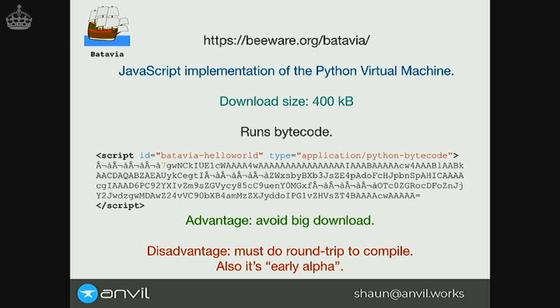Their Getting Started guide actually suggests that you have a server on the back end that you send your code to, it compiles it, and then it sends it back. So you could have an interactive REPL, but every time you press run, it would make an HTTP request. So you can compile at runtime, but you have to do a round trip to do that.